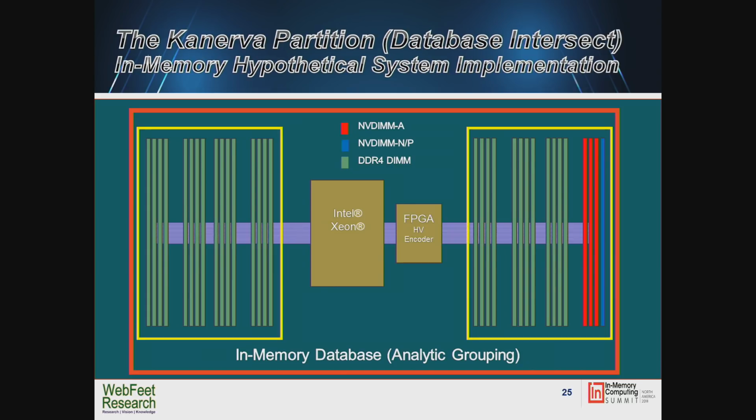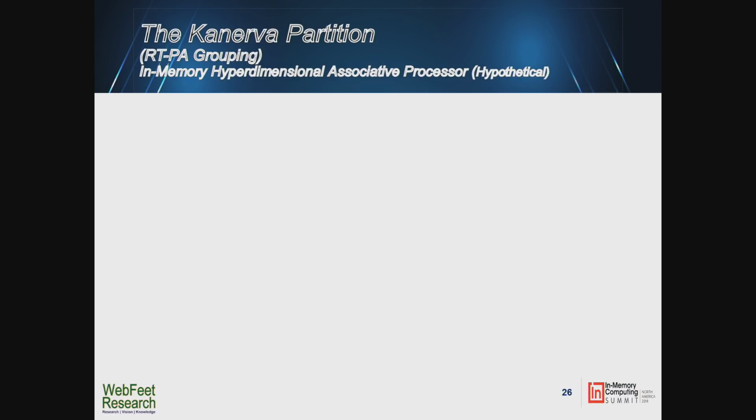This is the analytic grouping. It only has one analytical processor on it. That's the blue DIMM on the back side. This is a way of entering at low cost hyperdimensional computing acceleration.